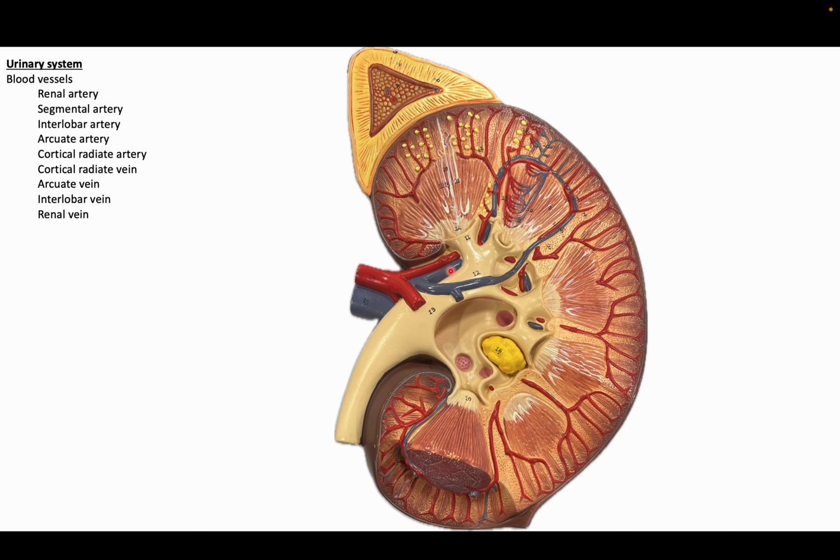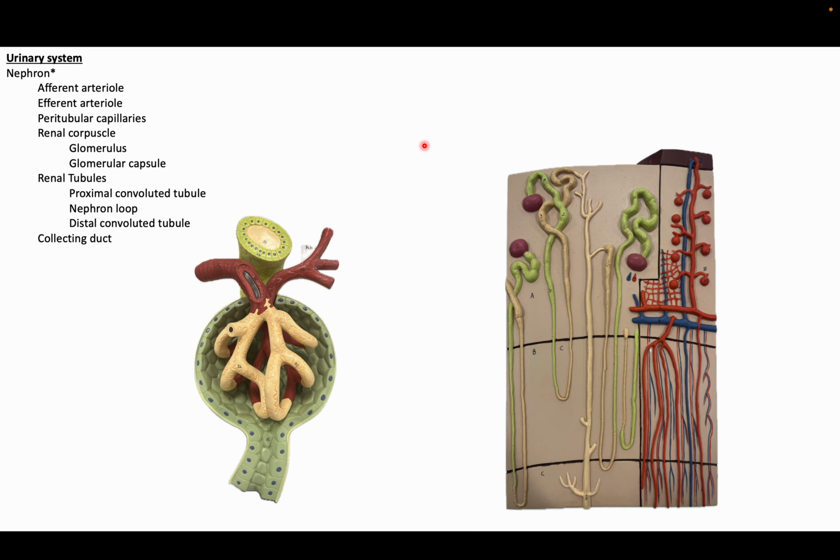Now let's go ahead and take a closer look at the nephron. You'll find the nephrons right here in the renal cortex area. We have 1,000,000 nephrons inside the kidney, and the nephron is the actual unit where urine is produced. So let's take a closer look at this area right here so we can see the actual nephron.